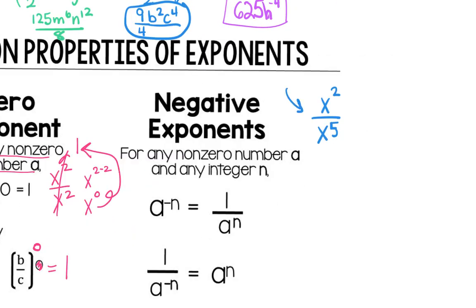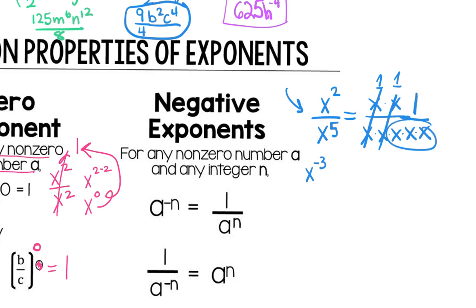Let's use this example right here. X squared divided by x to the fifth. Using the rule, we know that this is x to the negative third power. Another way to look at it, if we expand it out, in the numerator we have x times x. In the denominator we have x times x times x times x times x, 5 times. When we go to simplify this, these two x's divide out to 1. These two x's divide out to 1. The only thing we're left with in the numerator is 1, and on the bottom we have x to the third power. So we know that x to the negative 3 is 1 over x to the third power.